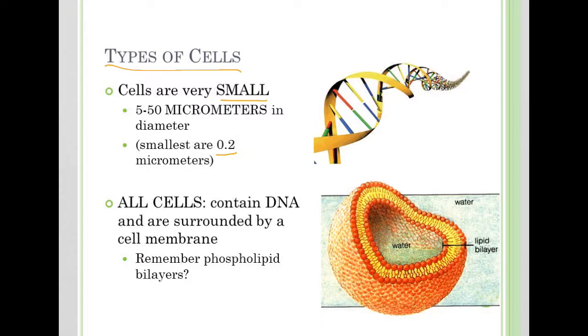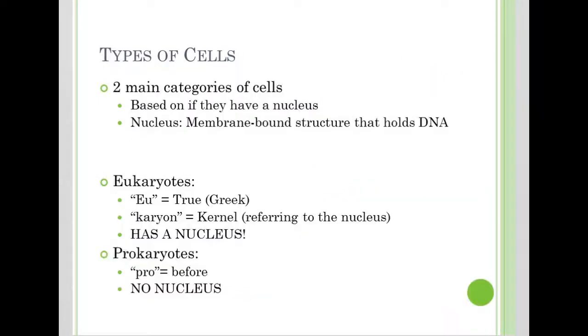There are a couple things that all cells have in common, no matter what organism they belong to at all. All cells must contain DNA and are surrounded by a cell membrane. That is all you really need to have a cell. And so phospholipid bilayers will make up the cell membrane. I like this picture because there's nothing else in the cell. It's just this lipid bilayer. Okay? And all cells must contain some sort of nucleic acid, usually in the form of DNA.